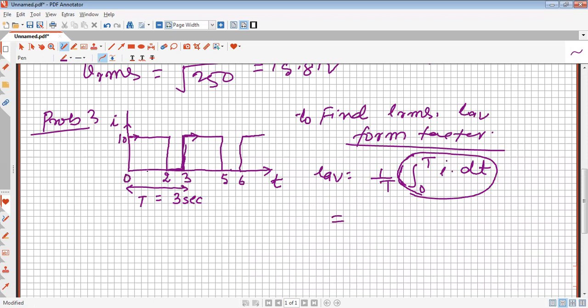From 0 to 2 second we have to find the area: 10 multiplied by 2. And from 2 to 3 second, that is for 1 second, the value of current is 0, so current multiplied by time is 0 times 1. This is the total area. Now the time period is 3, so we divide by 3, and this is the average value. After solving this, we get its value as 6.67 ampere. So the average value is now known.